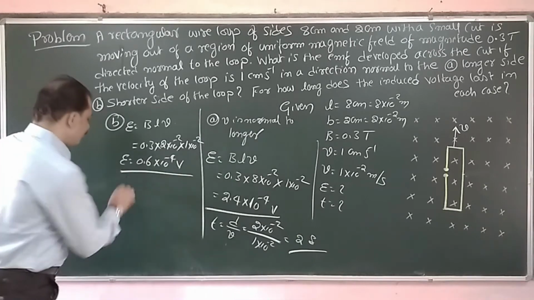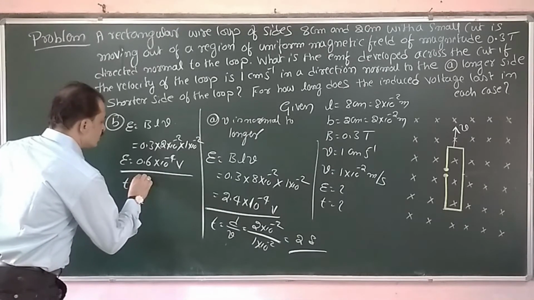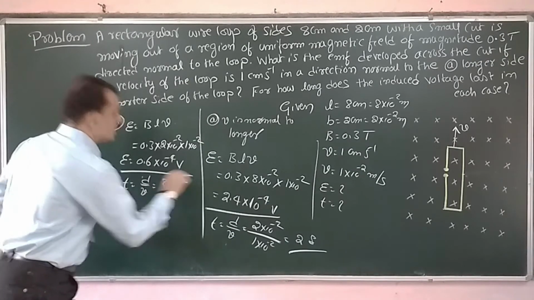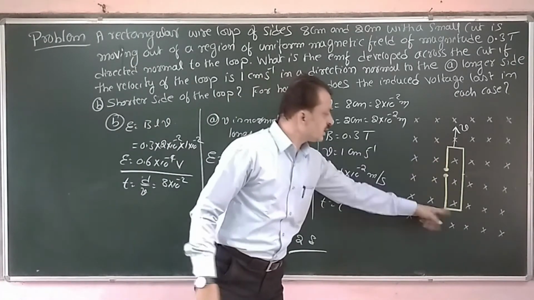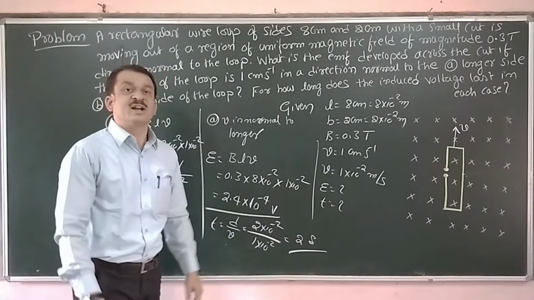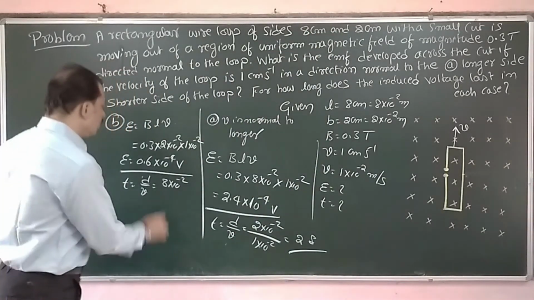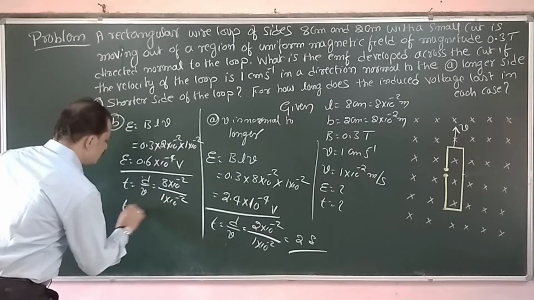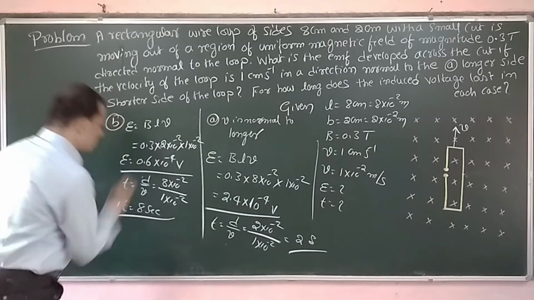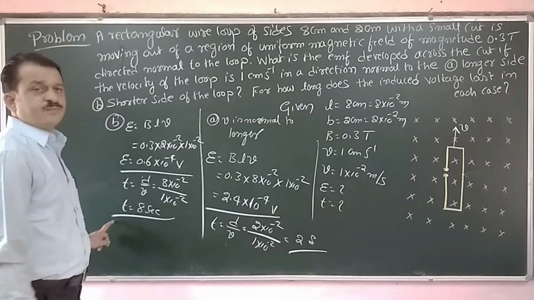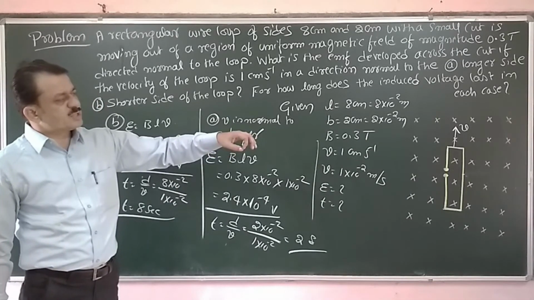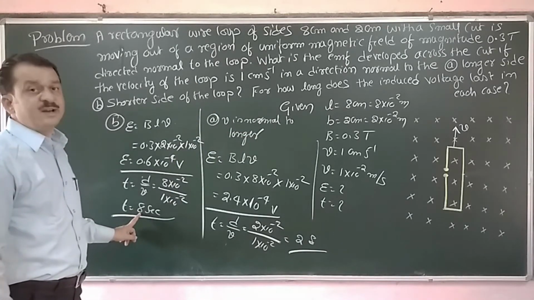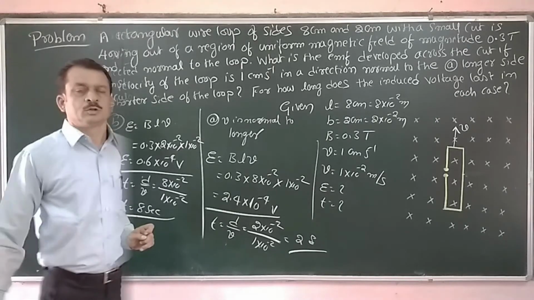Now work out the time. T is equal to D by V. Now D is 8 centimeter. Now this total length has to be taken away from the field region. Therefore, with the velocity 1 into 10 raised to minus 2, T is equal to 8 seconds. When the velocity is normal to the shorter side, the EMF lasts for 8 seconds.